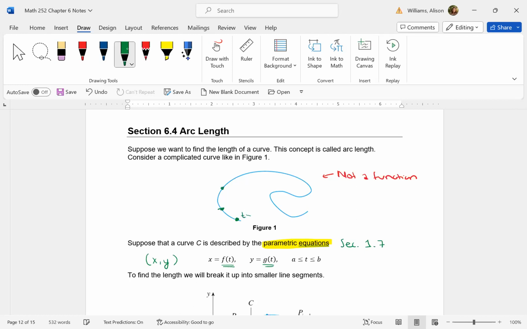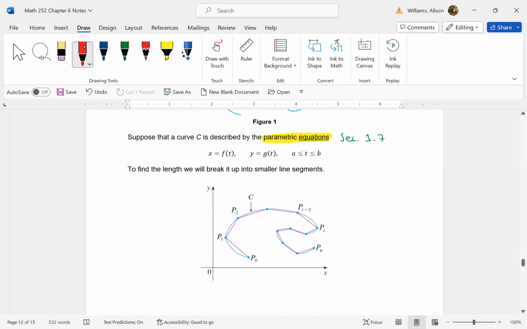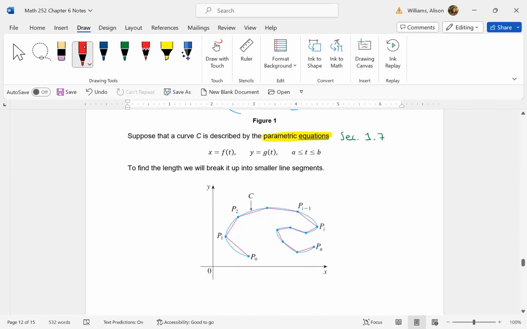And maybe this is where t equals 0, and this is where t equals 1, and this is where t equals 2, right? The idea is that it's mapping out these curves for different t values. It's a common t value, though, for the x and the y. Okay, so suppose we have some parametric equations that create a curve that looks like that. Figure one here, we have it down here. And we want to find the arc length.